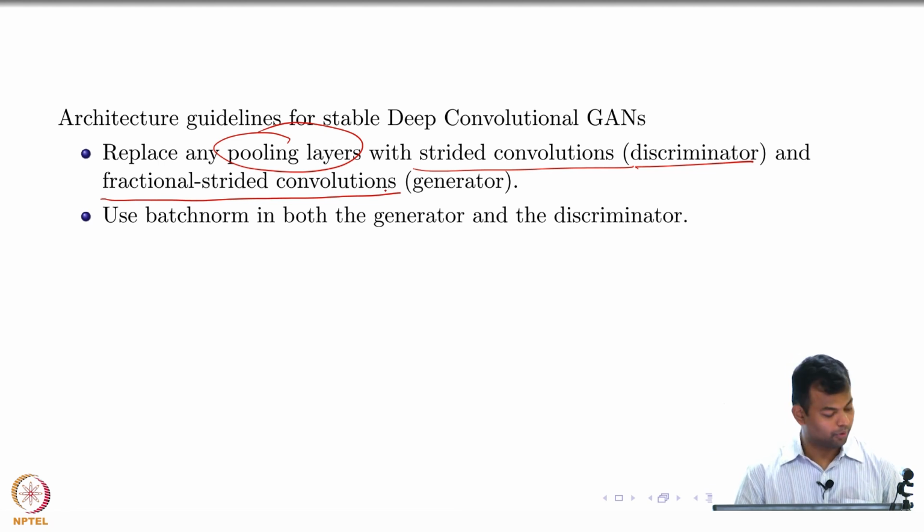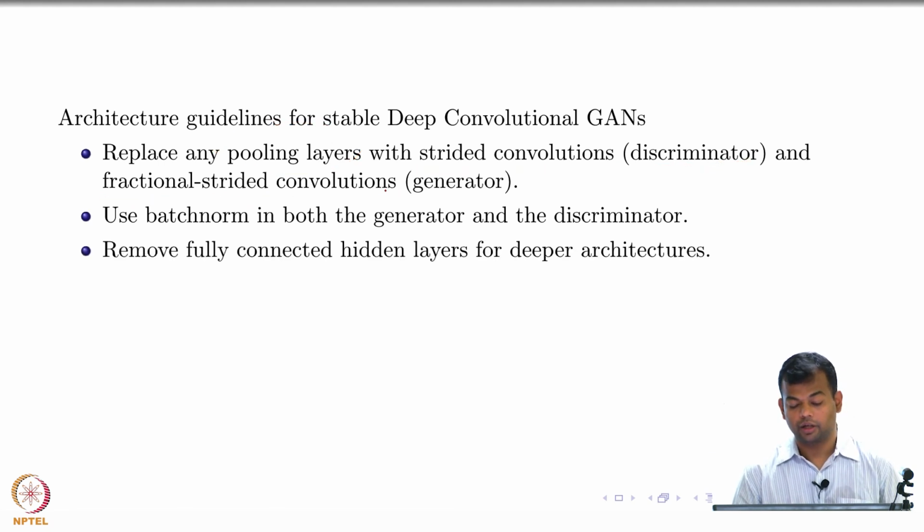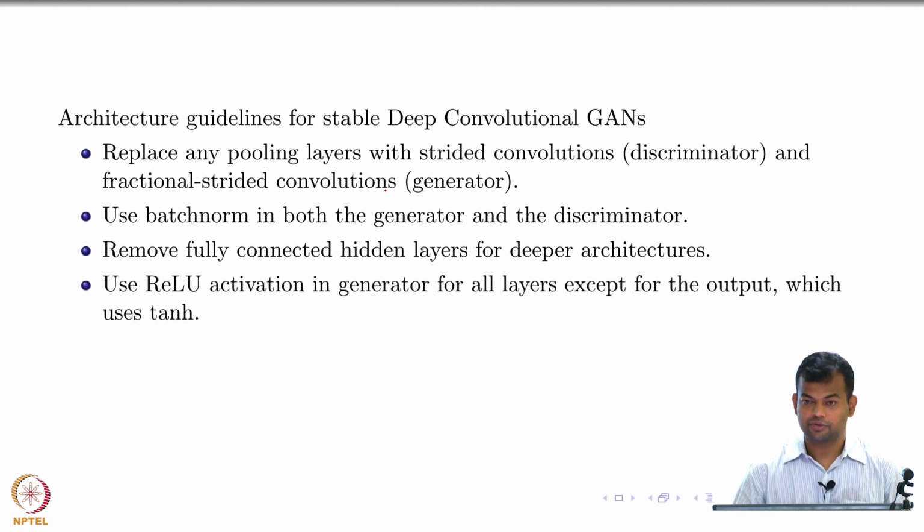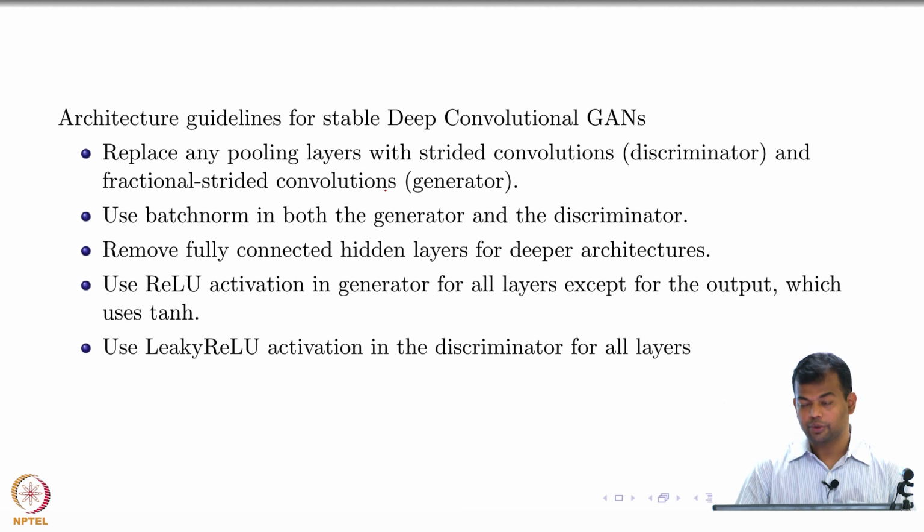Use batch norm for both the generator and the discriminator. Remove fully connected layers from the deeper architecture and use ReLU as the activation function, except for the output, which is going to be tanh, and use leaky ReLU for the discriminator. It all looks like black magic, right? I mean, use this and so on, but this has come out after a lot of experimentation, and these are the choices which led to the most stable training. So you could just take this off the shelf and try to implement it and it should work better, okay?